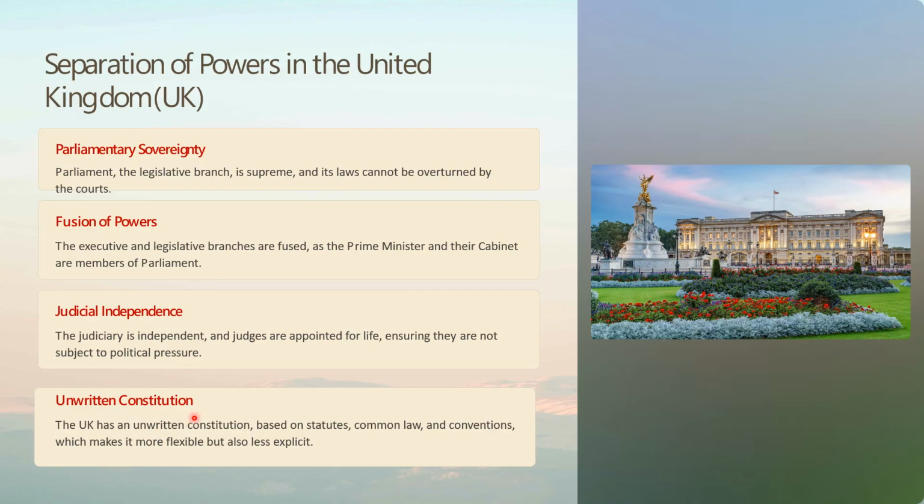Unwritten constitution: the UK has an unwritten constitution based on statutes, common law and conventions, which makes it more flexible but also less explicit. So the UK constitution is not codified in a single document. Important conventions and practices shape the system of government in the UK.